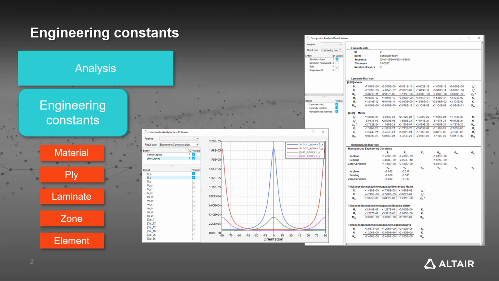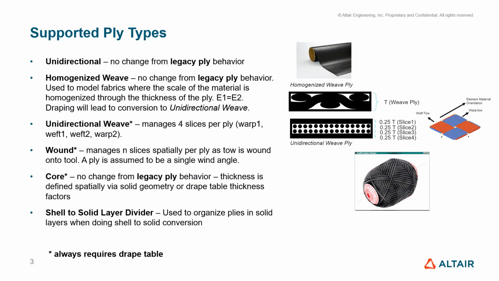And the two images on the right side illustrate both the numerical results that you can see nicely formatted on the very right, and then also an example for line plots as you can get them in engineering constants analysis. Now, before looking into more details, so going through the various entities and the available results, let's also take a look at the supported ply types.